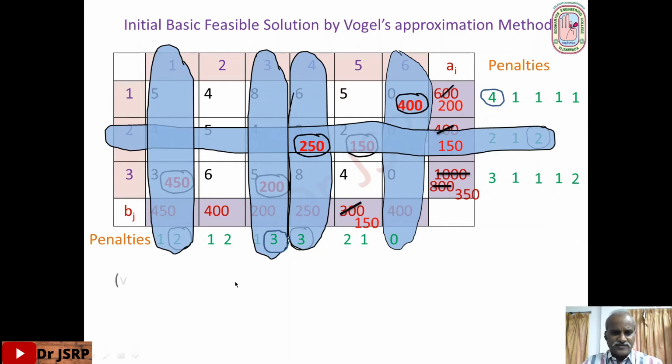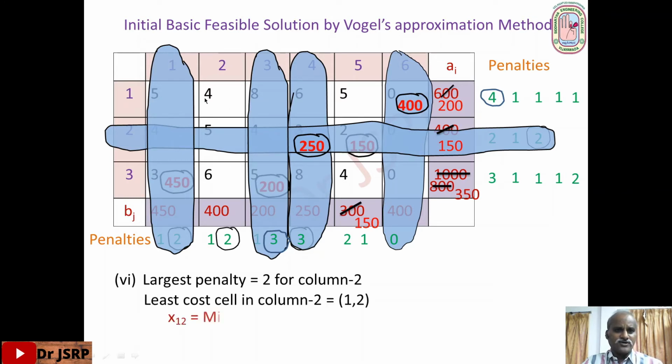So identify the largest penalty. Still we have largest penalty at two places, 2 and 2. Arbitrarily you can take any one of these two. So I take arbitrarily the largest penalty for column 2. In column 2 least cost cell is 1 2. This is least cost cell.